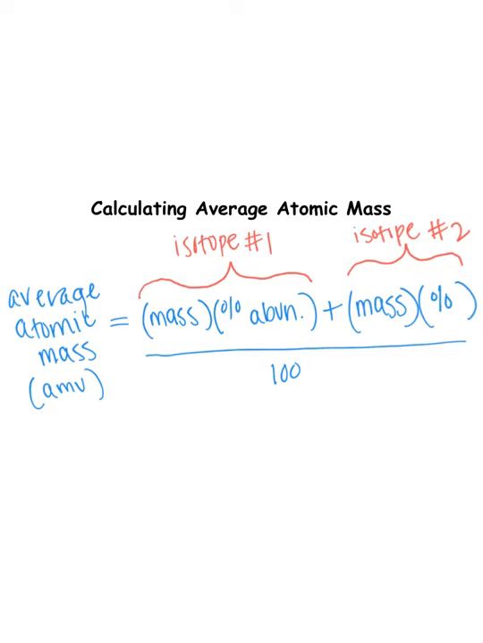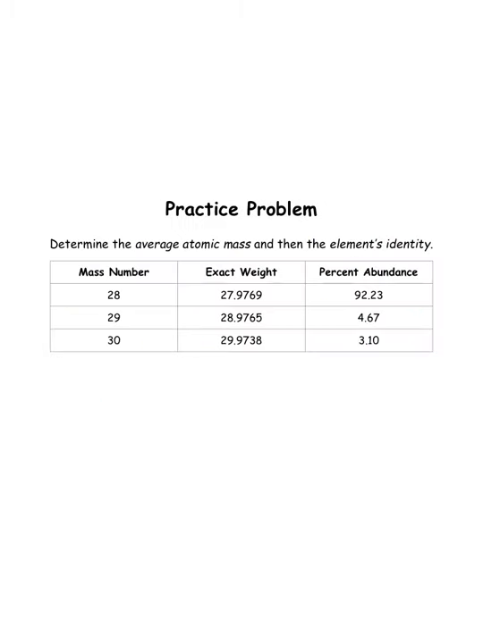Okay, so I'm going to go to the next page then, and we are going to use this equation to plug in information for a practice problem. So here's our practice problem. It says determine the average atomic mass and then the element's identity. So we have 3 isotopes here. We have isotope number 1, isotope number 2, and isotope number 3. And we have no idea what element these isotopes are for.